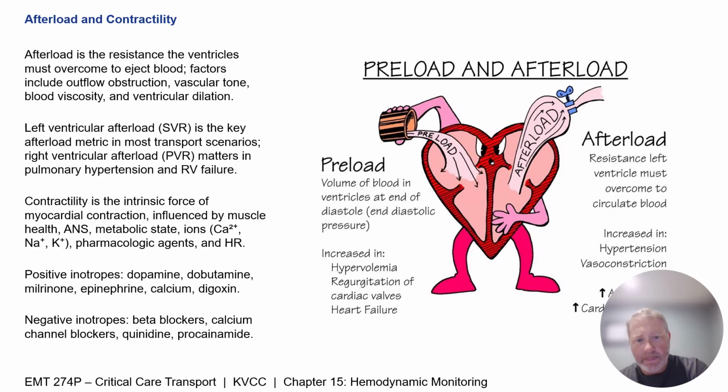So looking at our little illustration here, preload, again, is the volume of blood in the ventricles at the end of diastole, so the end diastolic pressure. Preload is increased in hypervolemia, when there's too much volume, in regurgitation of the heart valves, and also in heart failure. Afterload is the resistance that the left ventricle has to overcome in order to circulate blood. Afterload is increased in hypertension and vasoconstriction. Increased afterload equates to increased cardiac output.